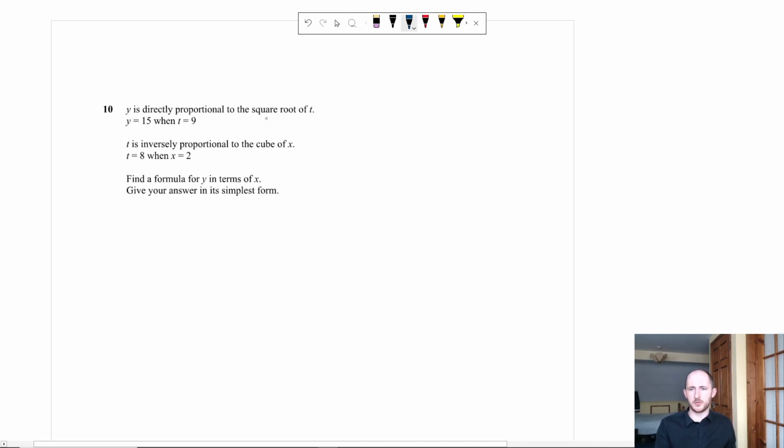So if y is directly proportional to the square root of t, that means y is equal to k root t. And if we use the second piece of information, we have t is equal to k over, because it's inversely proportional, so it's going to be k over the cube of x, so x cubed. Okay. Now it says find a formula for y in terms of x. So what we want to do here is work out the values of k in this case.